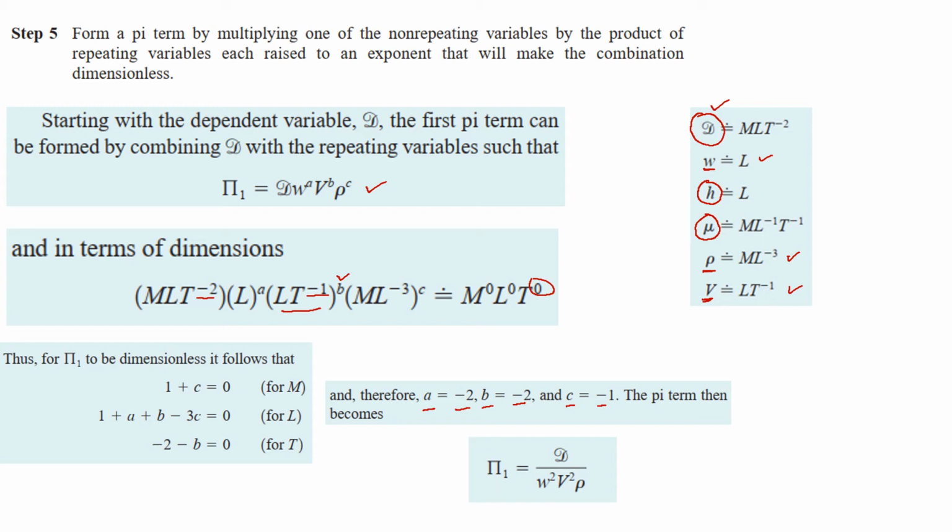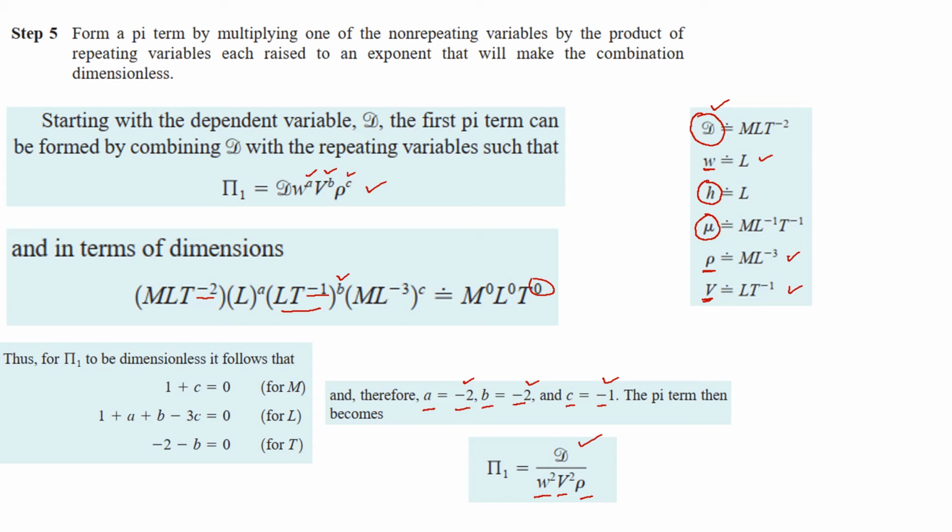So this is how it will become, that the drag force will be in the numerator, and the width, velocity and density will be in the denominator. And now you can see that we have also written the powers of a, b, c in their correct terms that we just found. So a was -2, so now it moves to the denominator, so it is w square. And then for velocity, b is -2, so that's also in the denominator, and c is -1, so that will also move to the denominator.